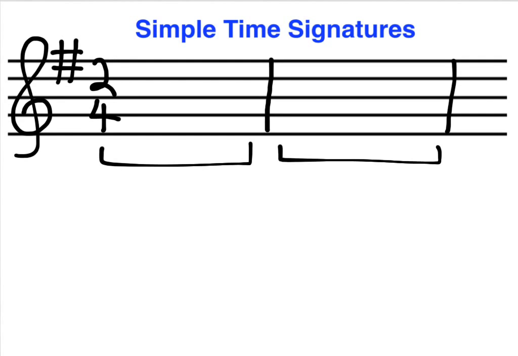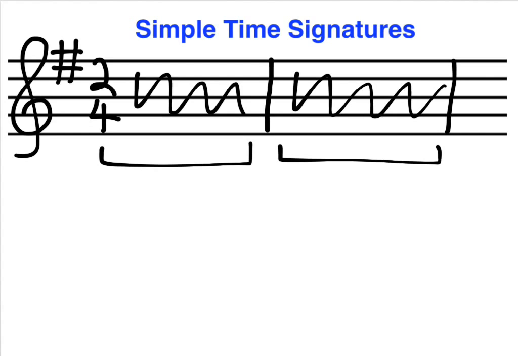So we know that 2-4 means there are two beats in a bar, because the top number 2 tells us how many beats are in the bar. So we know that there are two beats that are going to occur in here, and another two beats that will occur in that space, within one bar and the second bar. But we haven't been told yet what type of beats they are. That's what this bottom number 4 means.